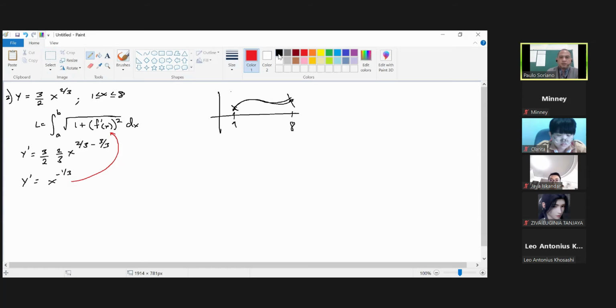By substitution, what will we get? That will be L is equal to, input the limits. The limits are there. So from 1 to 8, square root of 1 plus the first derivative, x raised to negative 1 over 3, we square that, and dx. Okay, expand this one. No, not expand. Simplify further.